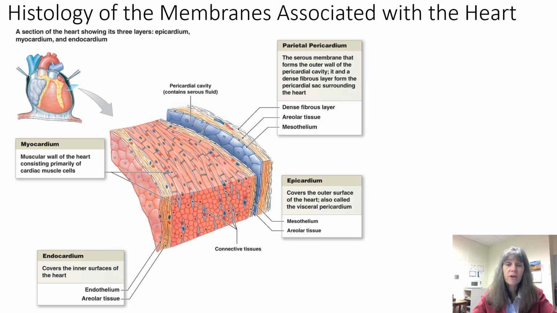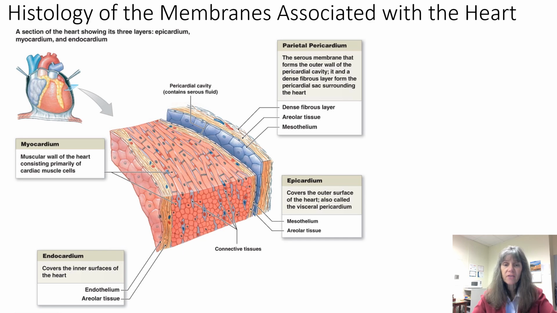If we look at the top right, we see that once that visceral pericardium folds back on itself, it forms the parietal pericardium, and the parietal pericardium also has a layer of simple squamous epithelium called the mesothelium, and then there's a layer of areolar connective tissue, and then finally we have a layer of dense fibrous connective tissue which forms that pericardial sac or cardiac sac, which surrounds the heart and gives it that 3rd layer of protection.